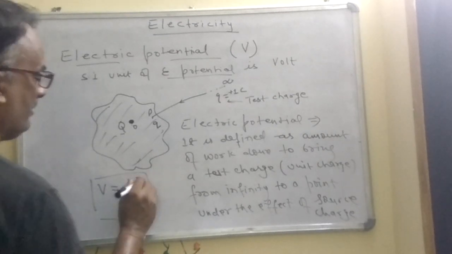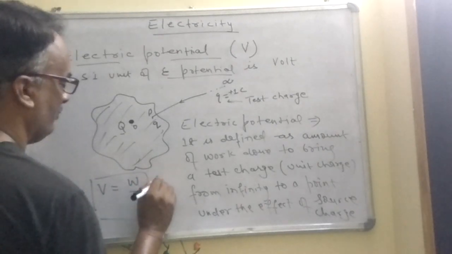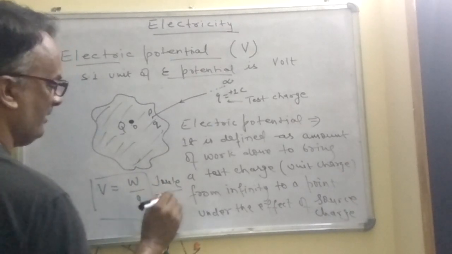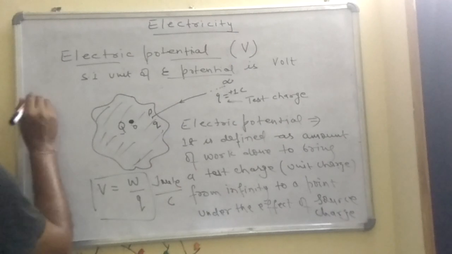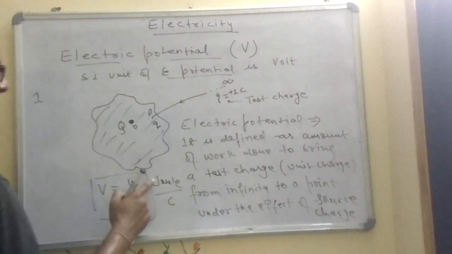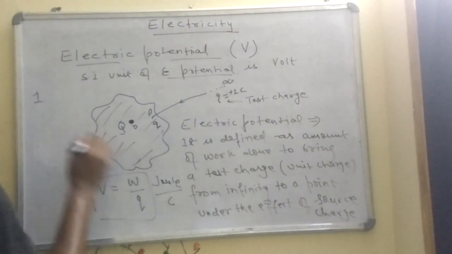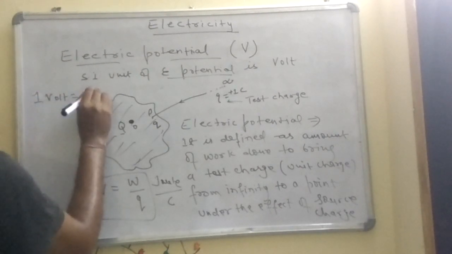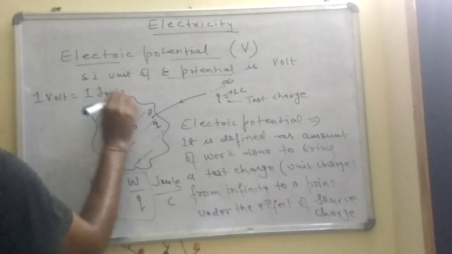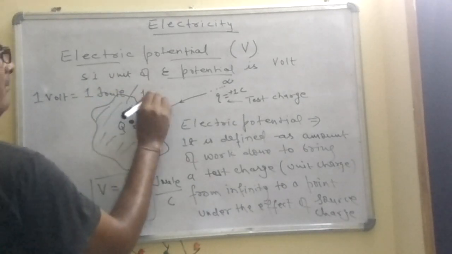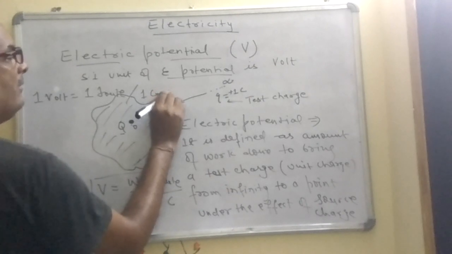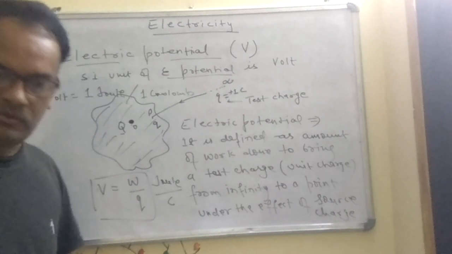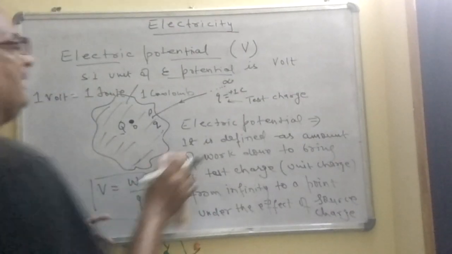Work done. Work done का जो यूनिट होता है वो क्या होता है? जूल. Okay, it is joule. और जो charge का unit होता है? It is coulomb. So 1 volt. Suppose I take 1 joule and 1 coulomb. तो 1 volt किसके बराबर हो जाएगा? 1 joule upon 1 coulomb. So this is called electric potential.